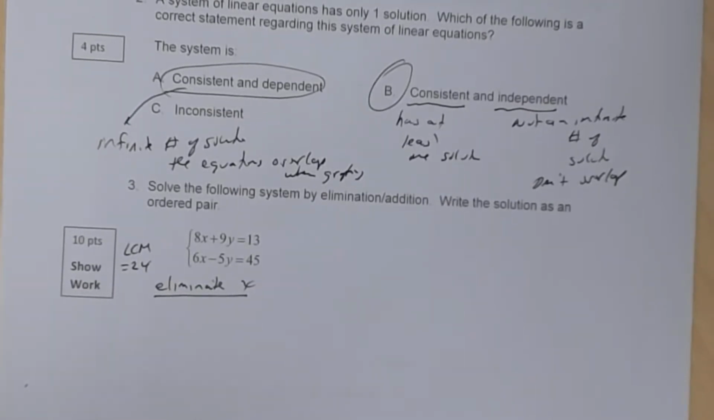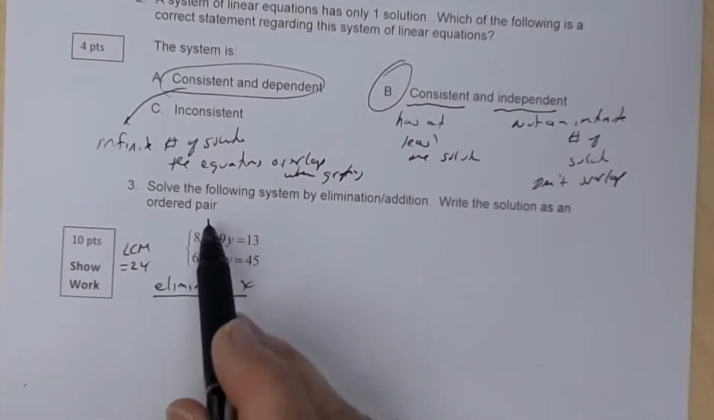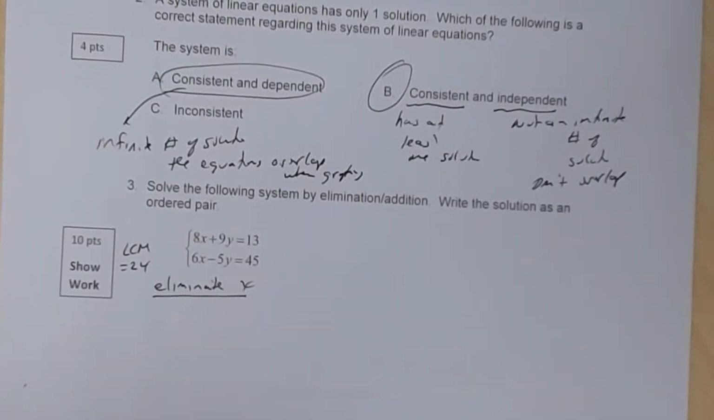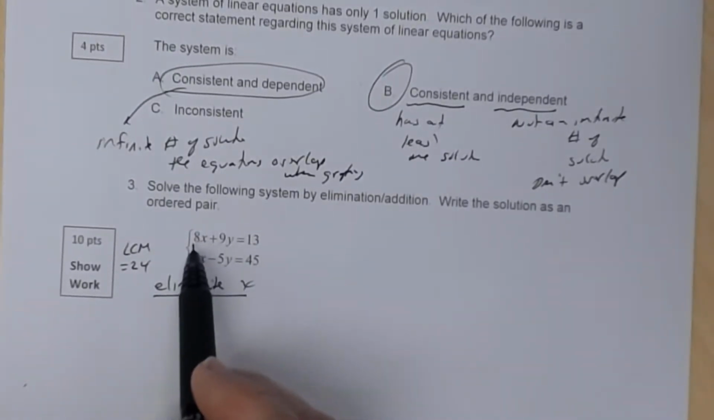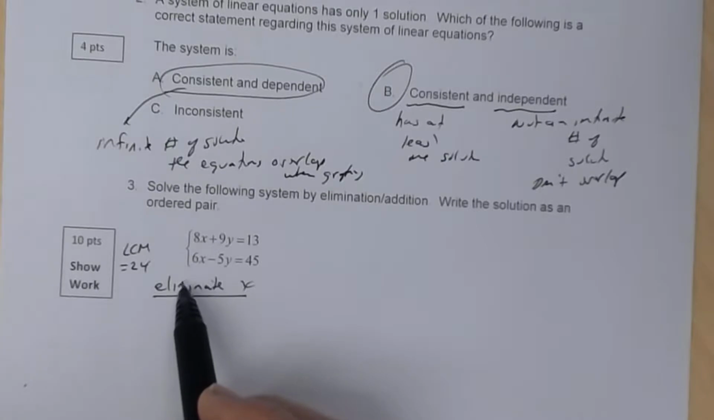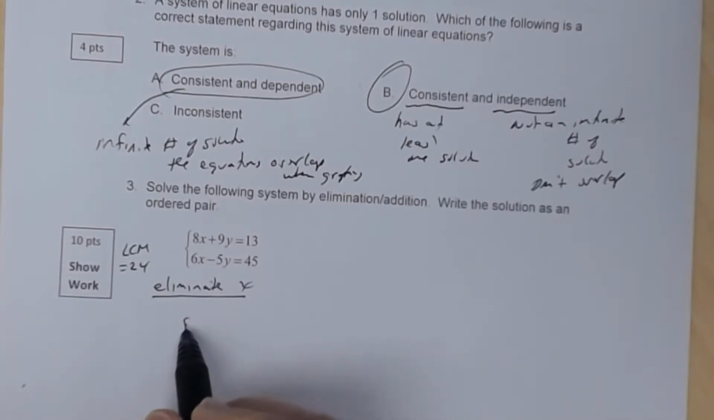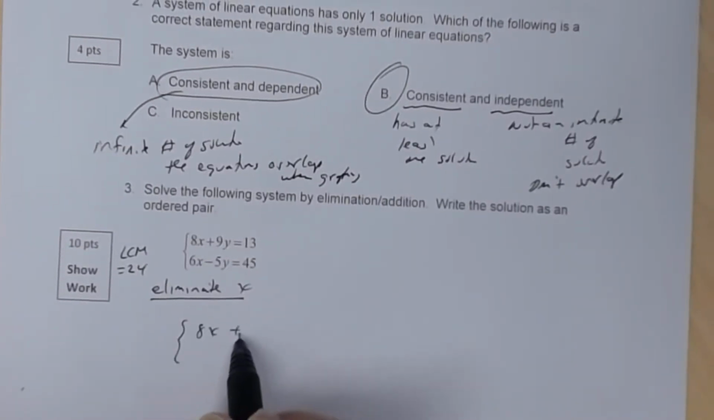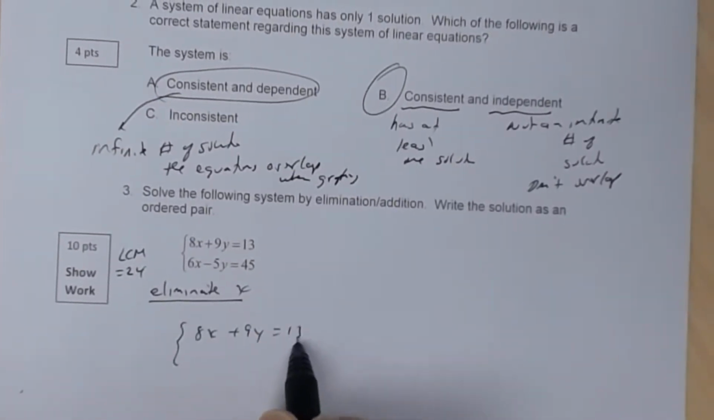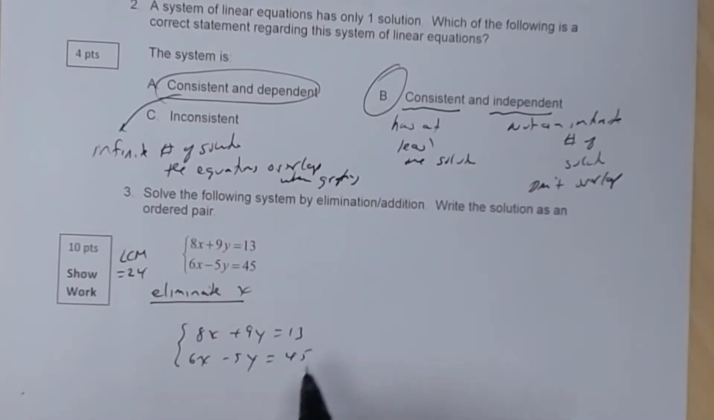And so also remember, at some point I'm going to add those two equations, and I want those x values to be eliminated. So that also means that if I'm going to eliminate the x's, then the coefficients of these x's have to be opposites of each other. In other words, I'm going to go ahead and rewrite this over. So 8x plus 9y equals 13. 6x minus 5y equals 45.